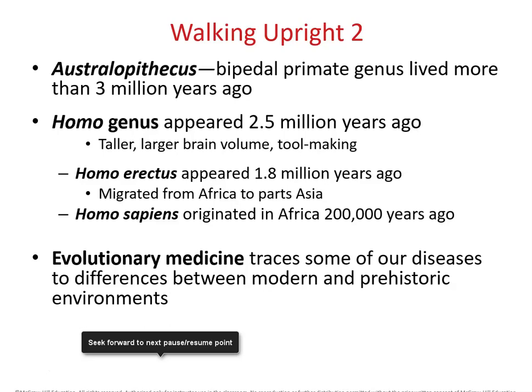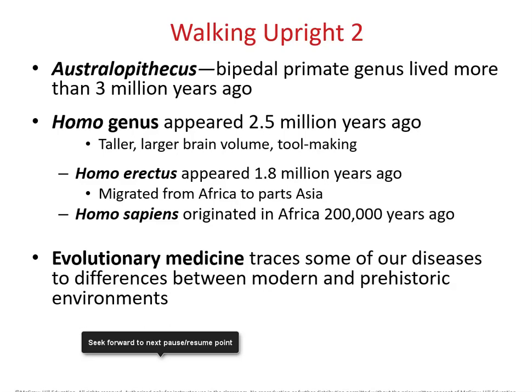So Homo erectus was an earlier group within the Homo genus, an earlier species, and they appear in the fossil record 1.8 million years ago, and they were the early human species that migrated away from Africa and into parts of the Middle East and Asia. Then, only 200,000 years ago, Homo sapiens appear in the fossil record and have persisted till today.